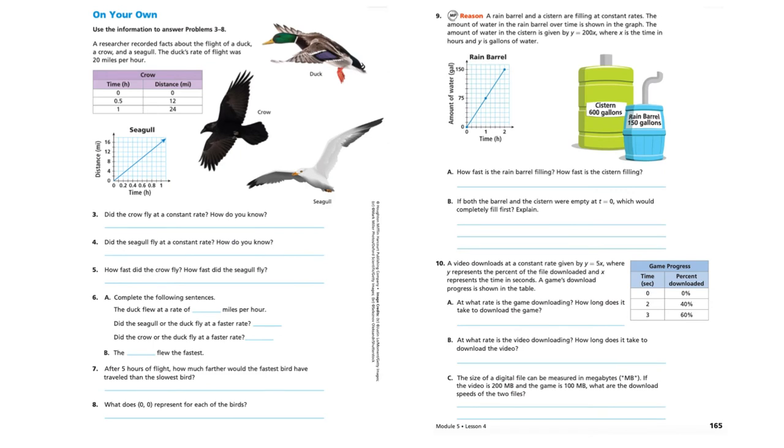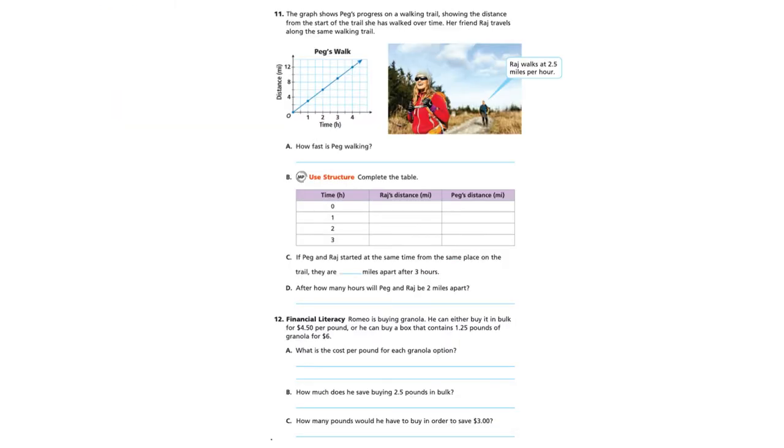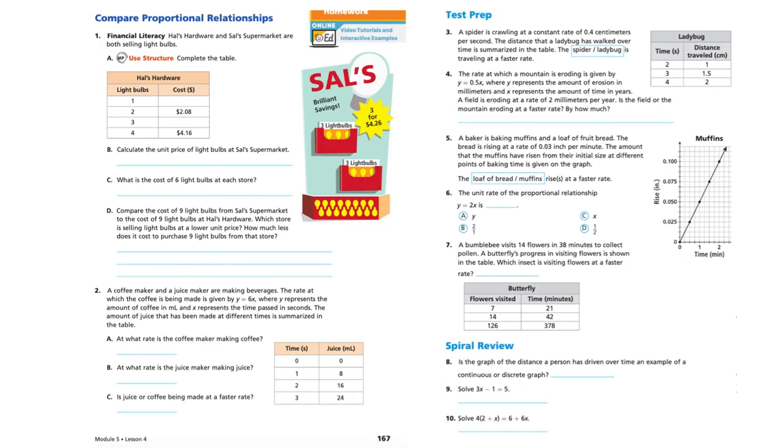Then here's the on your own, so you work on that independently as well. So this time there's actually a 3rd page for the on your own, so complete this page. And then here, this homework again is optional. You don't have to do that unless you feel like you need a little more practice. Do the test prep and the spiral review.